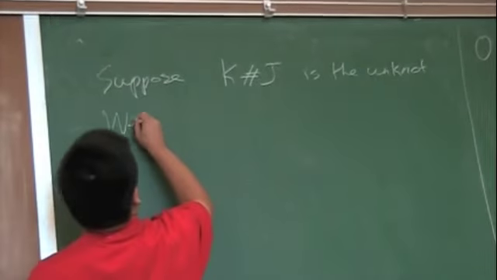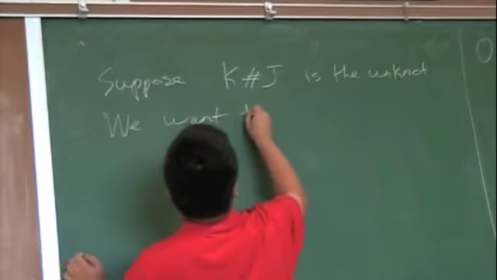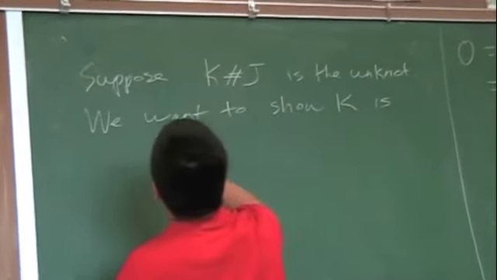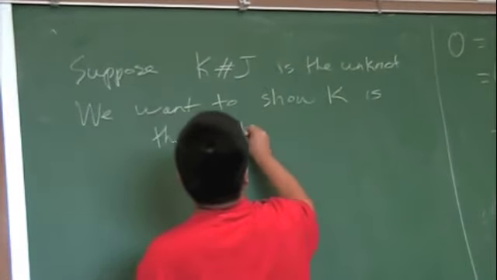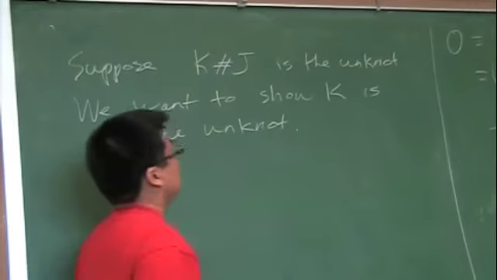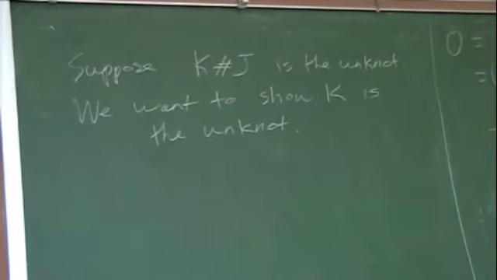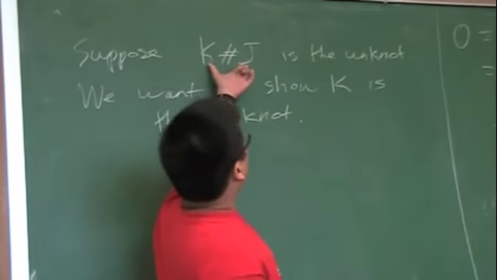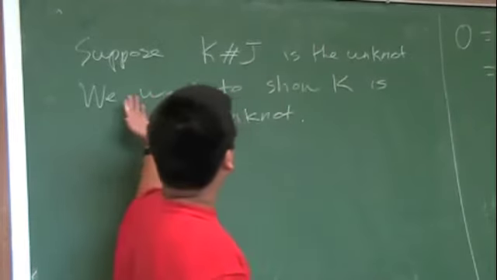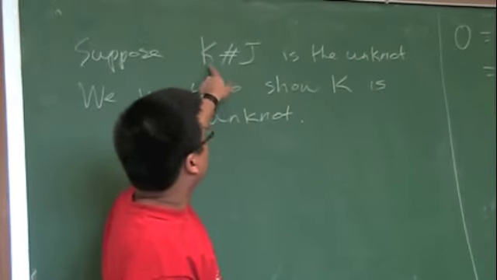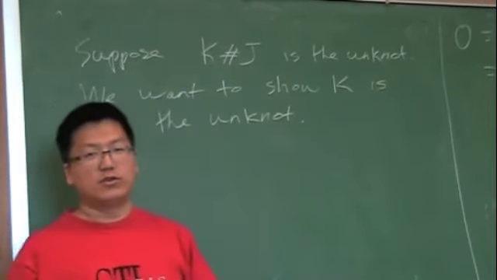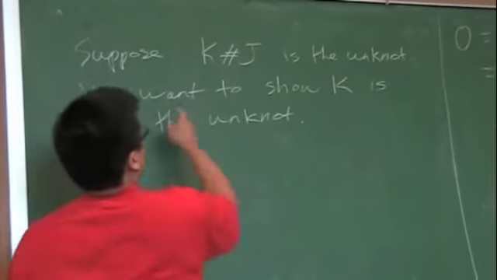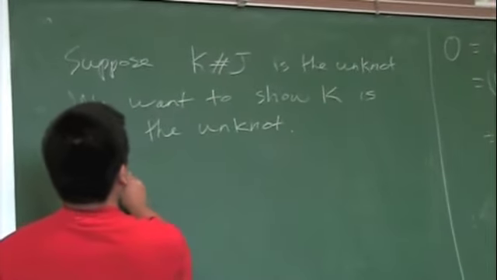We want to show K is the unknot. Right? If we do this, this shows what? This shows that the unknot is prime, because anytime you sum two knots together and get the unknot, the factors like K must be unknotted. That shows it's prime.